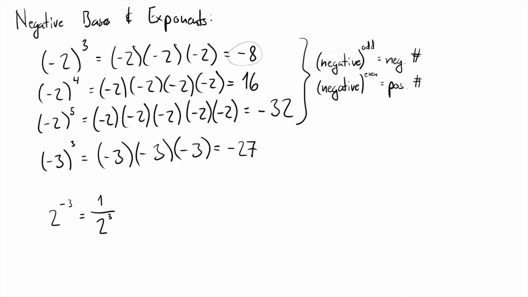Okay? So when you see a negative exponent, what you're doing is turning that negative exponent into a positive exponent by placing this in a fraction. Once it's in a fraction, we know how to do this. In the previous video, we did fractional bases and exponents, so we can solve this. This is just going to be 1 divided by 2 times 2 times 2. 2 times 2 is 4, 4 times 2 is 8, so this is just 1 over 8.